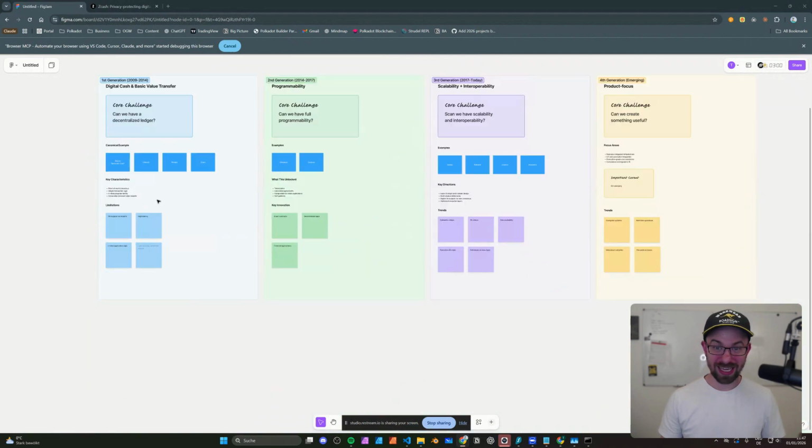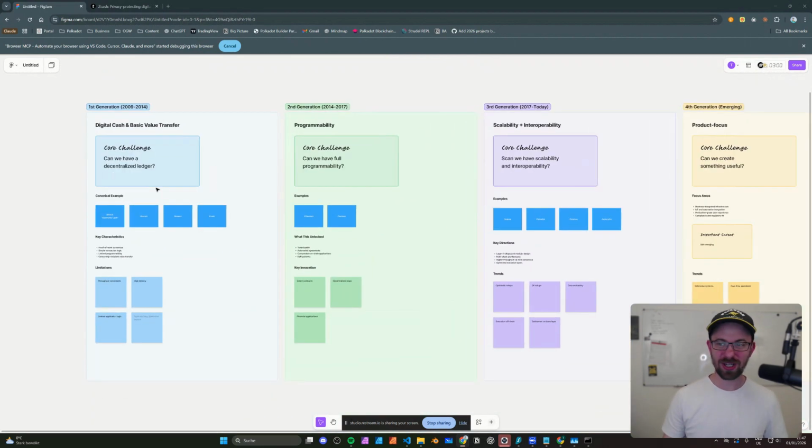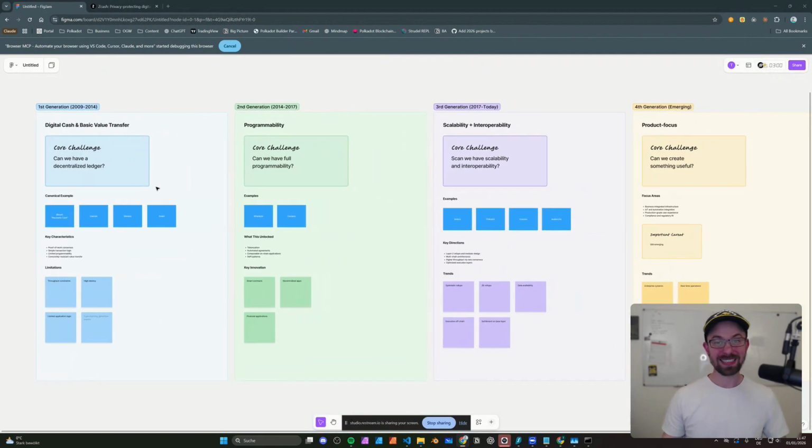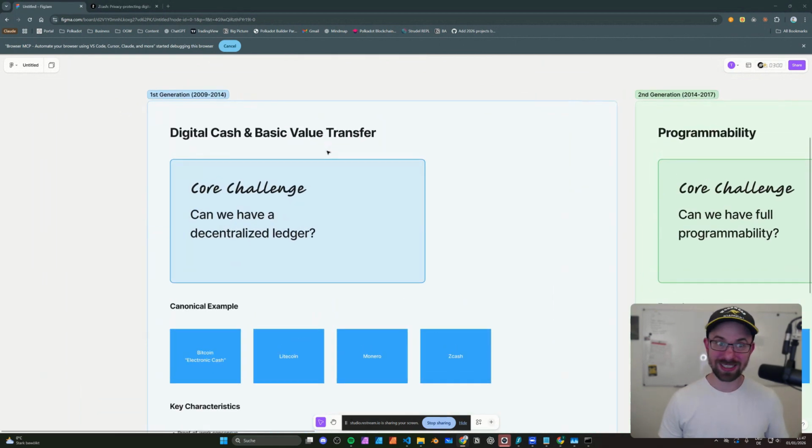And today I want to look at the 3 or 4 generations, depending on how you want to look at it. They started with Bitcoin in 2009, and they are going until today, when we suddenly see a focus on mainstream adoption and everything that is associated with that. So let's dive right in.